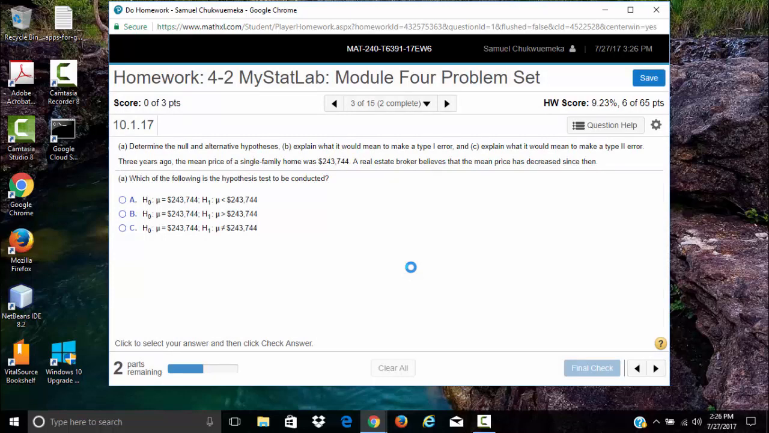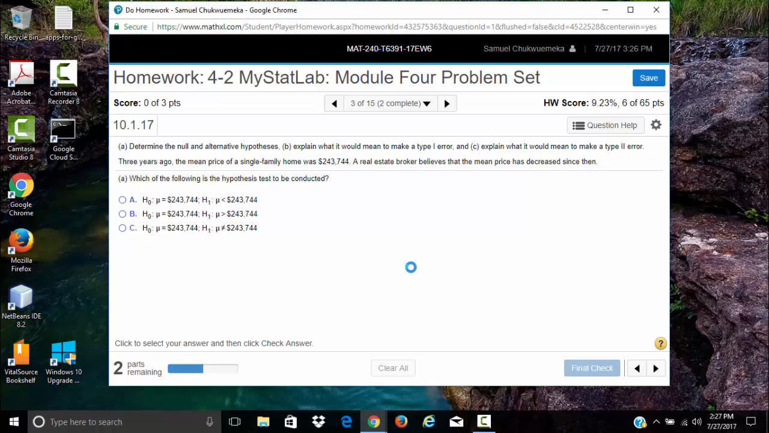Question 3, determine the null and alternative hypothesis. That's the A part. B, explain what it will mean to make a type 1 error. And C, explain what it will mean to make a type 2 error. The claim is this: 3 years ago, the mean price of a single family home was $243,744. A real estate broker believes that the mean price has decreased since then. So this is the belief of the real estate broker.